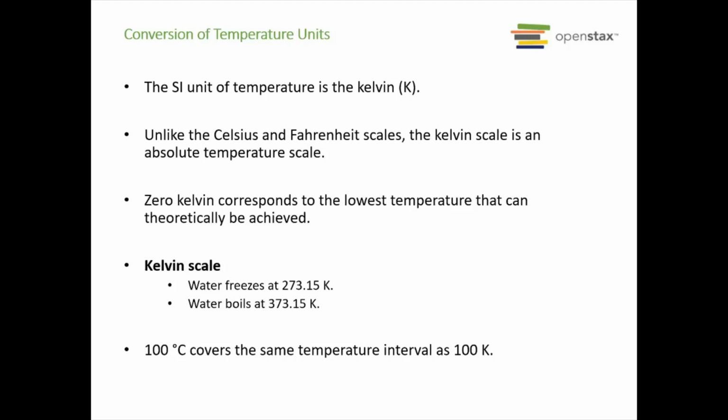Now, the SI unit of temperature is the Kelvin, and it is an absolute temperature scale. There are no negative temperatures. So 0 Kelvin corresponds to the lowest temperature that can theoretically be achieved. Not that it can be or that it ever has been. So water freezes in the Kelvin scale at 273.15 Kelvin, and it boils at 373.15. Notice it's a 100-degree difference, just like Celsius. So a 1 degree difference in Celsius is the same as a 1 Kelvin difference.